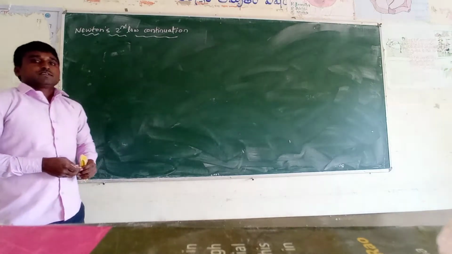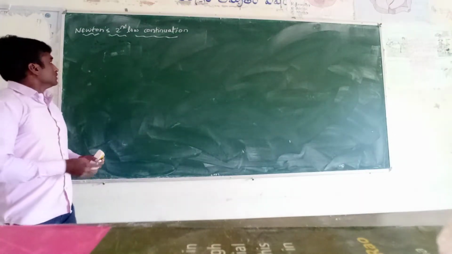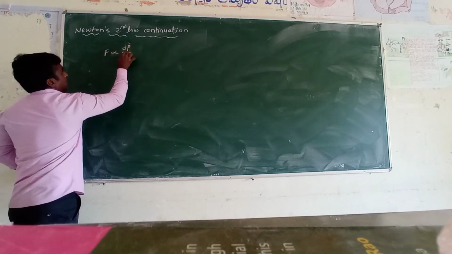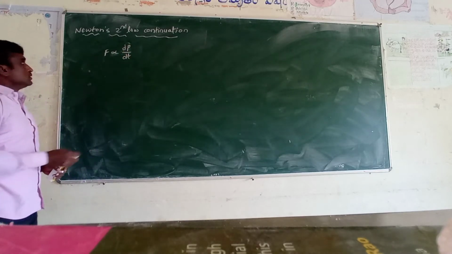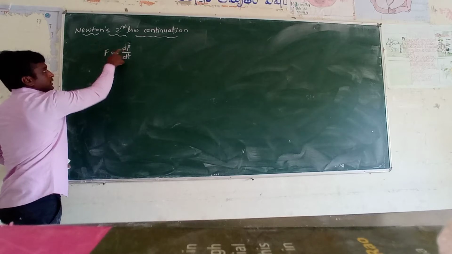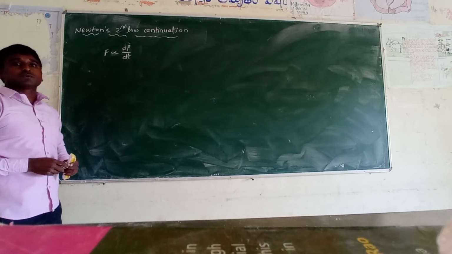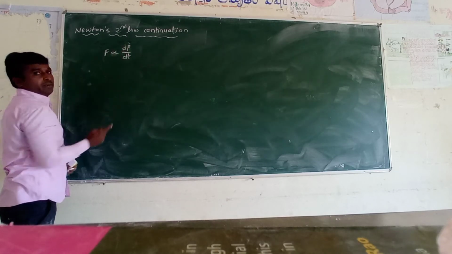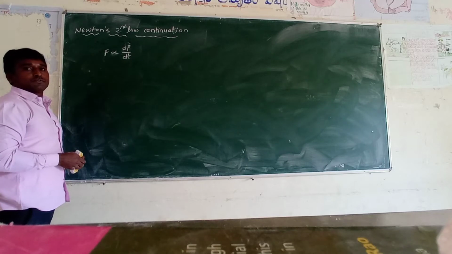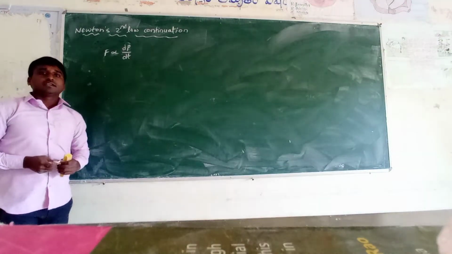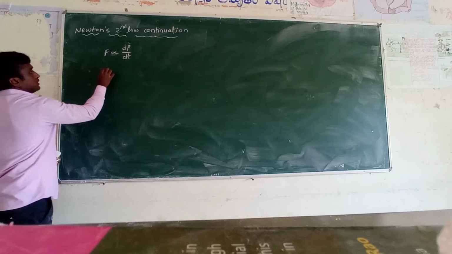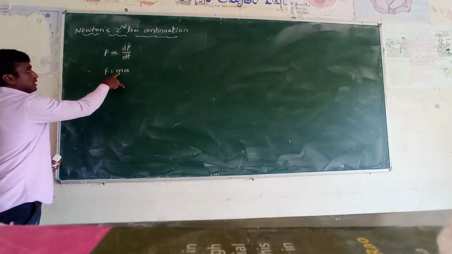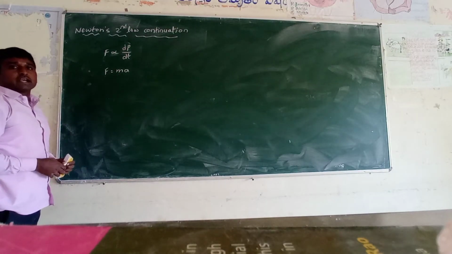So in the previous video we already studied what Newton's second law is. What is Newton's second law? F is directly proportional to dp by dt. So the rate of change of momentum is directly proportional to the external force acting on a body. By using this equation we can derive F equals ma. What is m? Mass of the body. What is a? Acceleration of the body.